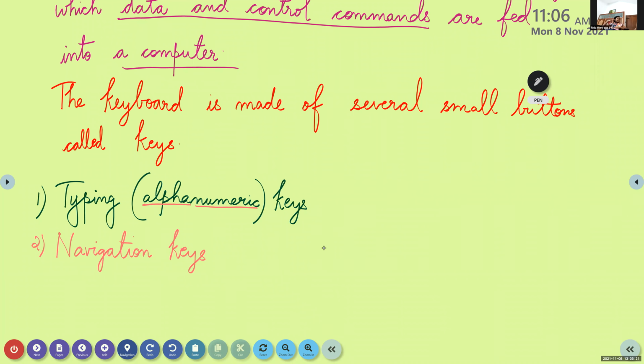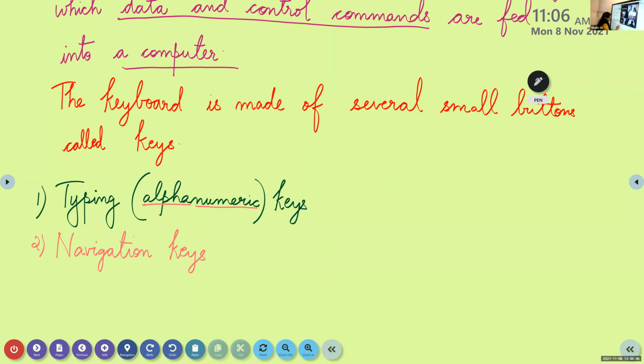Understood? So there is a collection of keys which are used to navigate, to move the page left or right, up and down. And if you're playing a game, you can use them. There are different uses for it also. Understood? Shall we write a line about this? Navigation keys? Yes, ma'am.